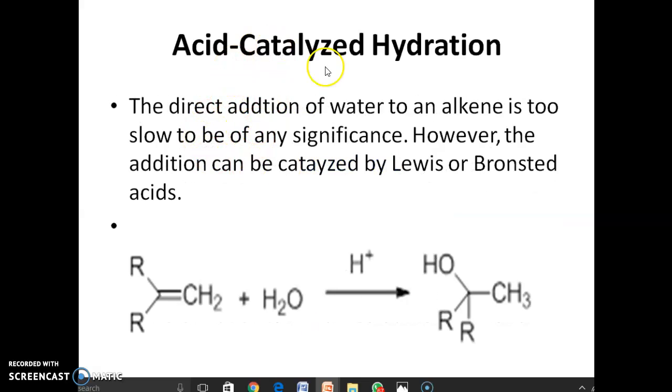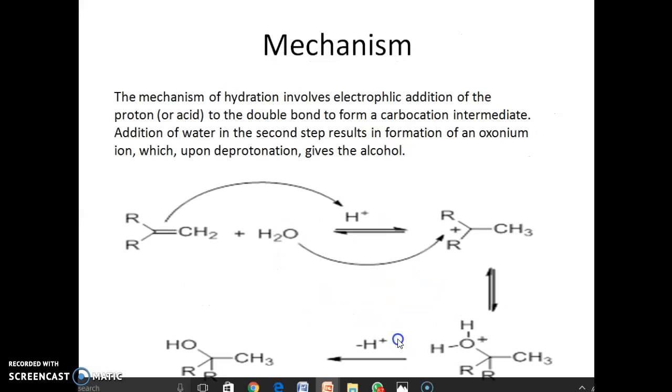So if you take up the example, this is an acid catalyzed hydration, where the direct addition of water to an alkene gives an alcohol. Direct addition of water to an alkene is too slow to be of any significance. However, the addition can be catalyzed by adding Lewis or Bronsted acids. So this is an acid catalyzed reaction, which is shown in the form of a scheme.